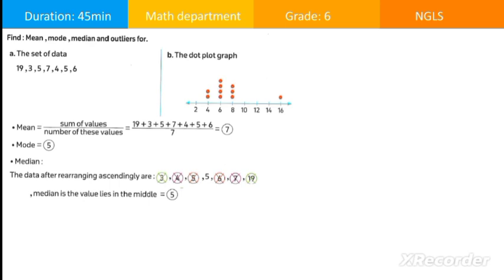Okay, but the outlier is 3? No, 3 is closer to 5, but 19 is the farthest point from the other data, so 19 is the outlier. Okay.